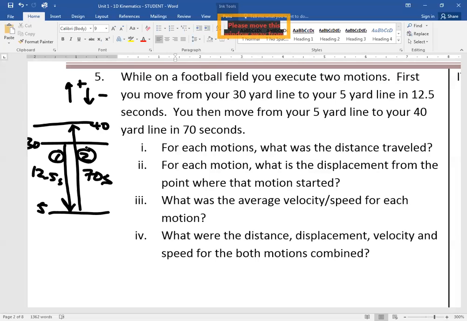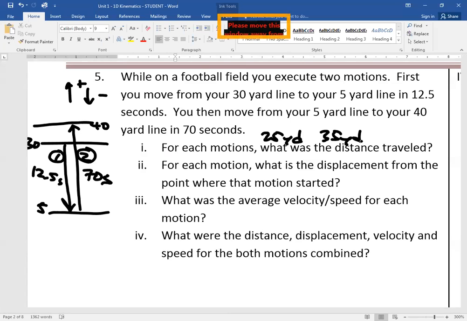Remember what the question was. Okay, can distances be negative? They cannot. Distances just get bigger, right? You can't have negative distances. So the distance traveled for motion 1 is 25 yards. The distance traveled for motion 2 is 35 yards. Okay. Now it says for each motion, what is the displacement from the point where the motion started?